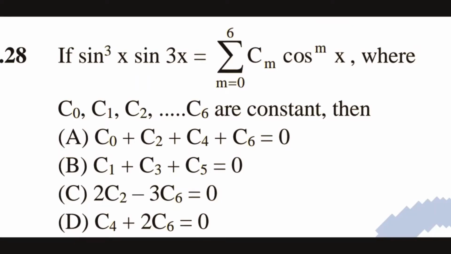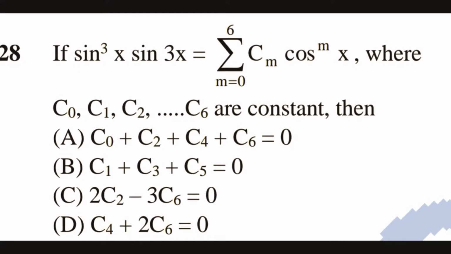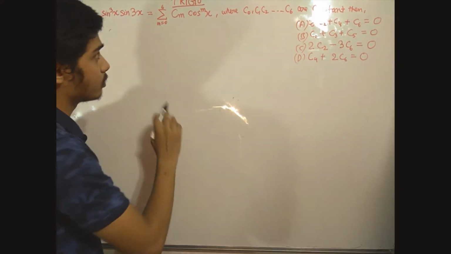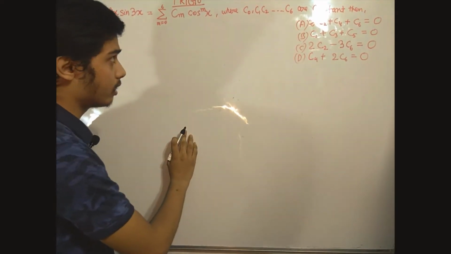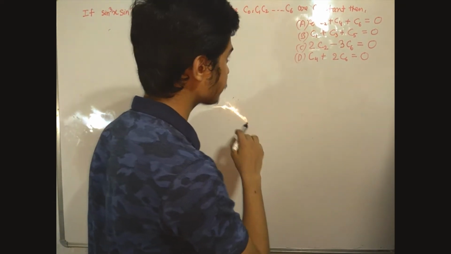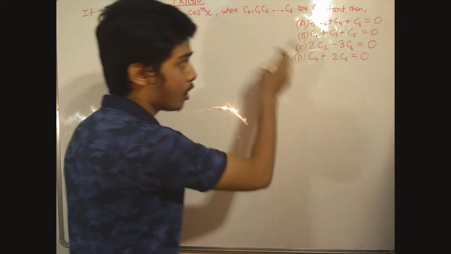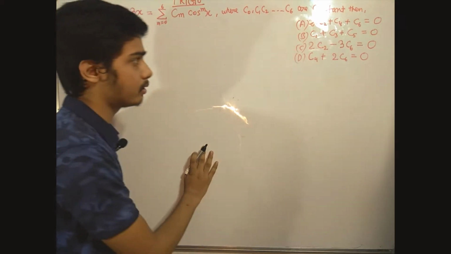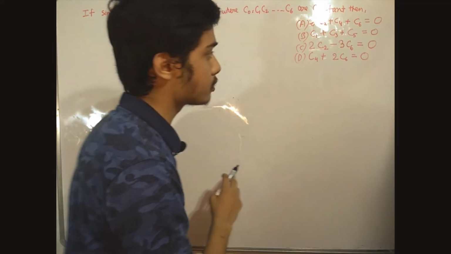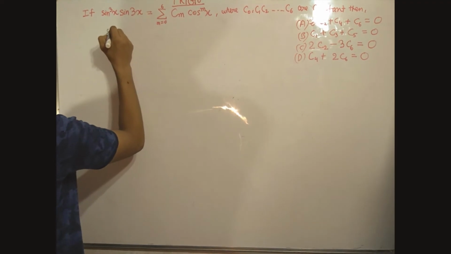The question says that if sin cube x sin 3x equals sigma m equal to 0 to 6 of c_m cos to the power mx, where c0, c1, c2 up to c6 are constants, then option A is c0 plus c2 plus c4 plus c6 equal to 0. Option B is c1 plus c3 plus c5 equal to 0. Option C is 2 times c2 minus 3 times c6 equal to 0. Option D is c4 plus 2 times c6 equal to 0. We'll try this question. It's a very simple question.